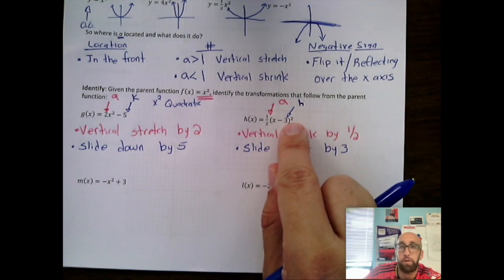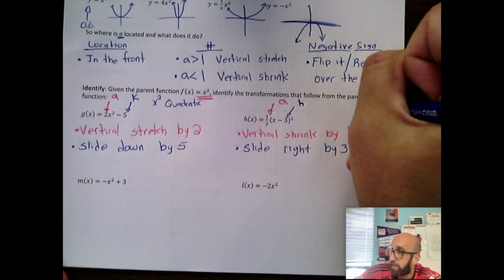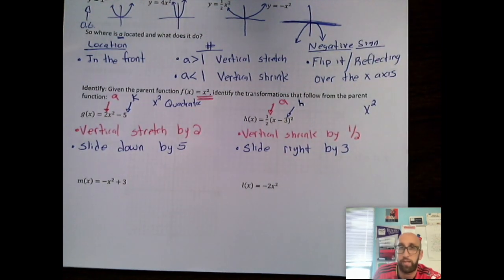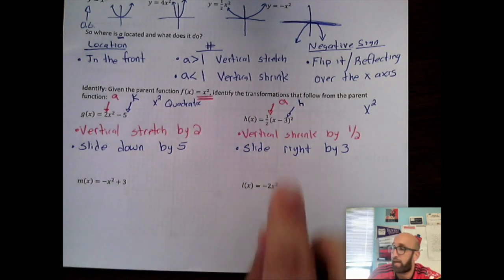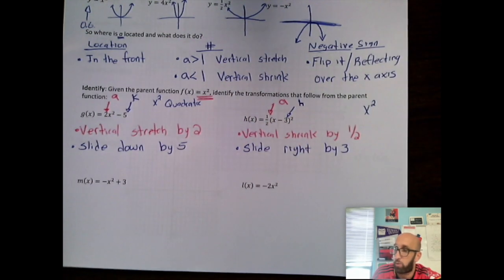That tiny exponent of 2 I do not need to describe. Again, it is that tiny exponent of 2 that is making this a quadratic. So it is not an A, it is not an H, it is not a K. It's just what makes this a quadratic.